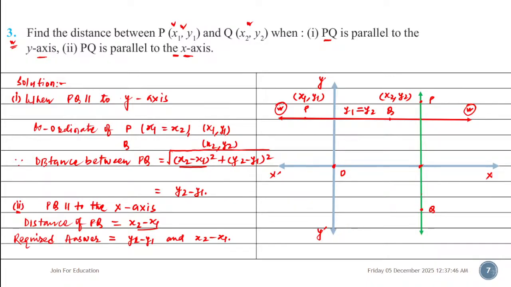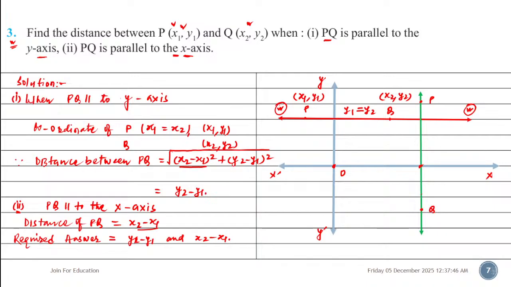When parallel to the y-axis, then the x-coordinate or abscissa is the same. Abscissa is the same, okay? And when parallel to the x-axis, then the ordinate is the same. Always keep this in your mind. One time the abscissa is the same, other time the ordinate is the same. When parallel to the x-axis, the ordinate is the same.